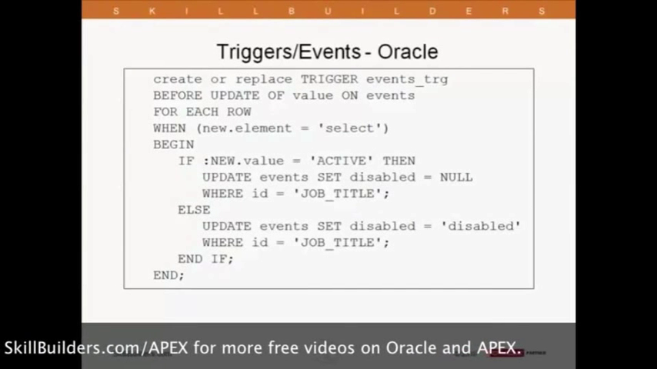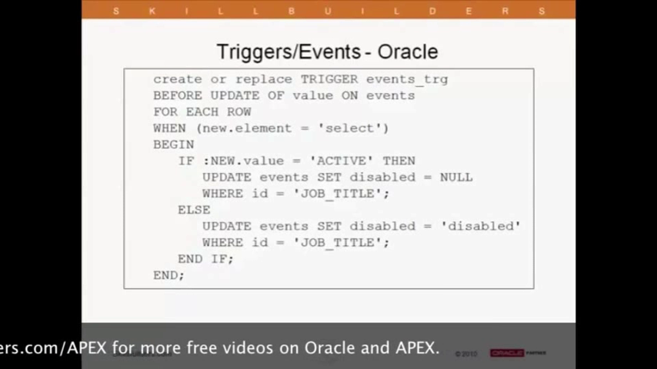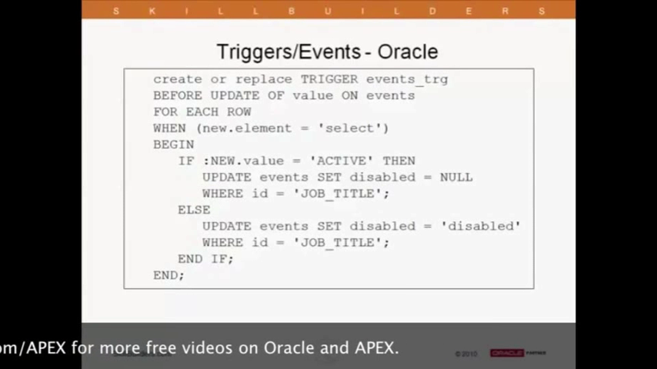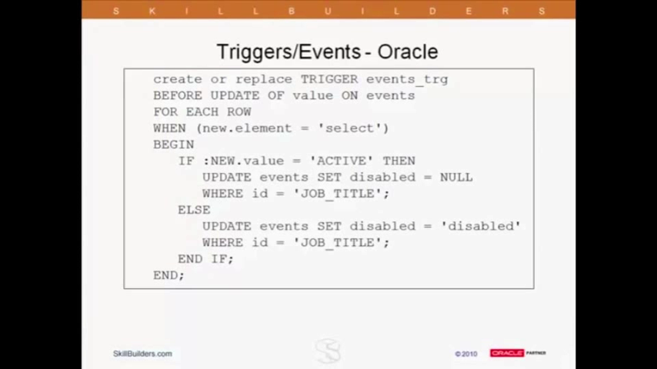And what I'm saying is, if the new value is active, then we're going to update events, and we're going to set the disabled field equal to null. We're just clearing it out, where ID equals job title. On the flip side, else, in other words, if the new value of our select is inactive, then we're going to disable the job title field because it's not really relevant anymore.